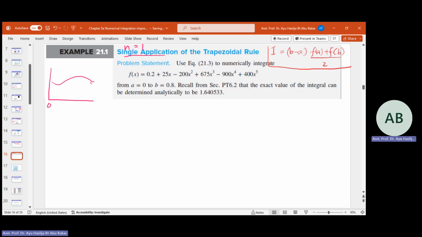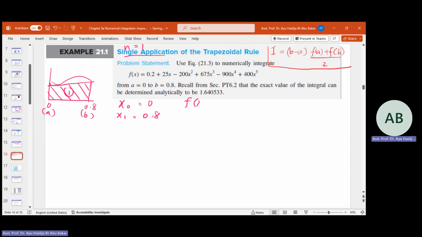A is 0, B is 0.8. This one is for example only, not the actual slope, not the actual shape. For example here, n equals 1, so one segment. This one is your point, X0, X1, so 0 and 0.8.